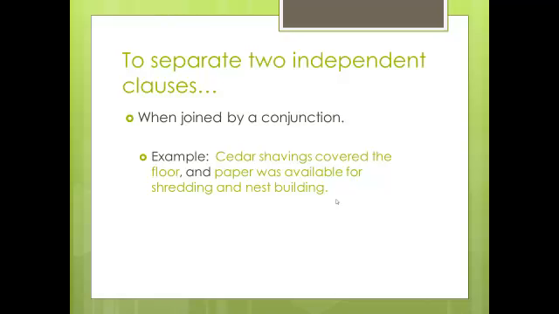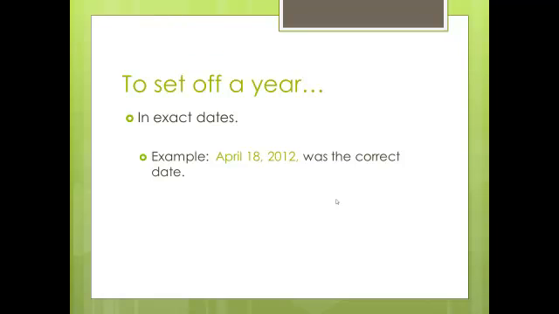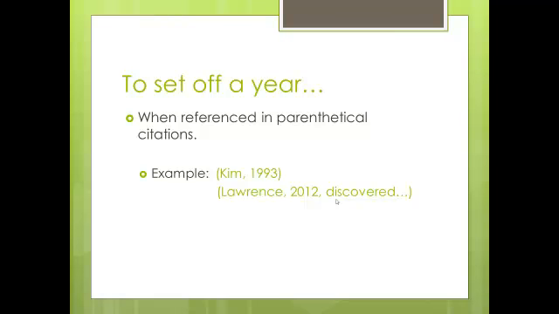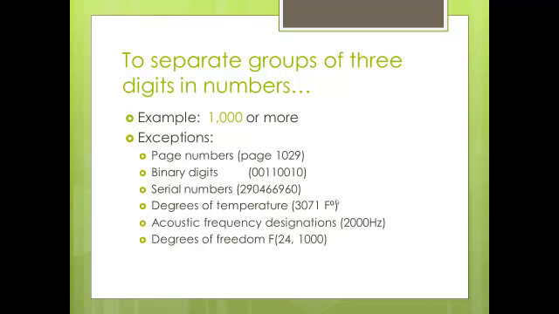Use commas to separate two independent clauses when joined by a conjunction. In the example, each clause is independent because they are complete sentences and are joined by the conjunction and. Commas are used to set off a year and exact dates. Commas also set off a year when referenced in parenthetical citations. Commas separate groups of 3 digits in numbers, except for page numbers, binary digits, serial numbers, degrees of temperature, acoustic frequency designations, and degrees of freedom.